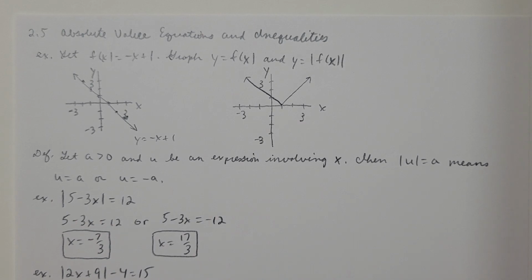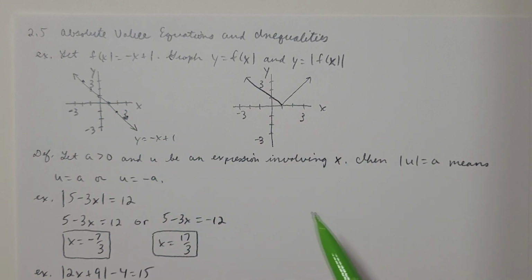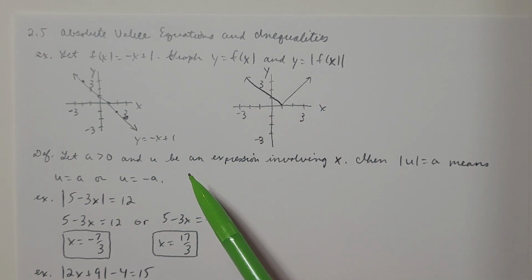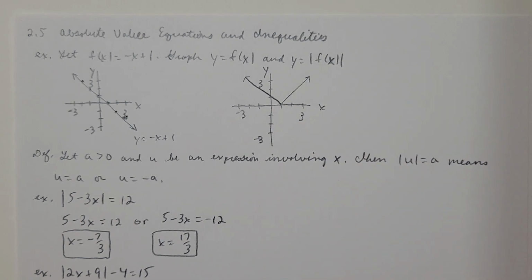One way to think about how we're getting the V, I explained this when we were doing transformations, is kind of like taking two lines and sticking them together at a point. That's fine. Another way to describe how we're getting the V is we have a line, and the part that's below the x-axis, I'm going to flip so that it's above the x-axis, just like I did here. We end up forming a V.